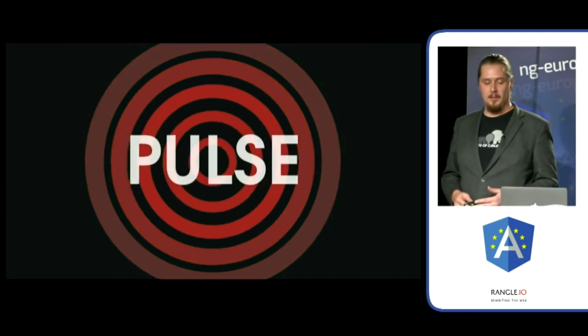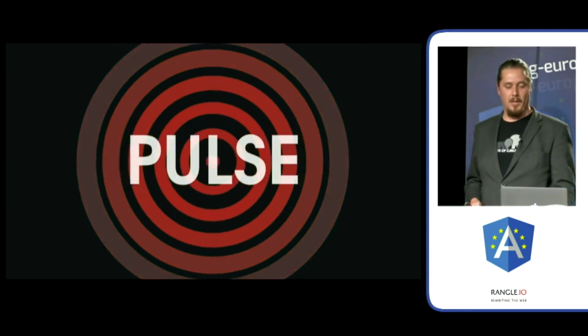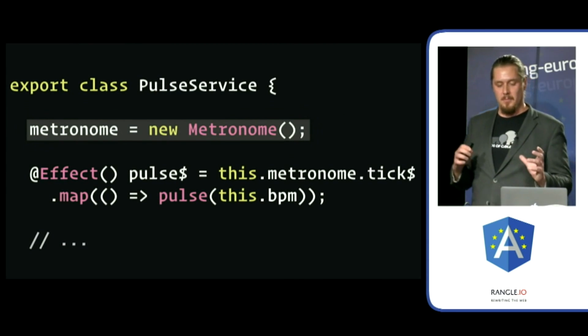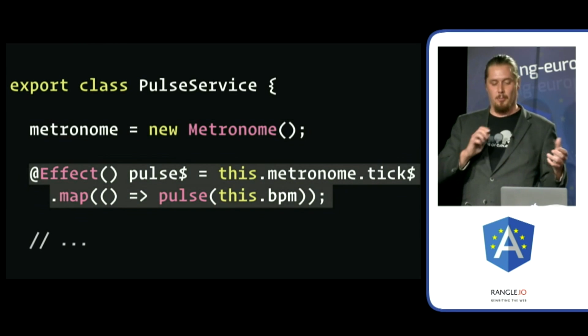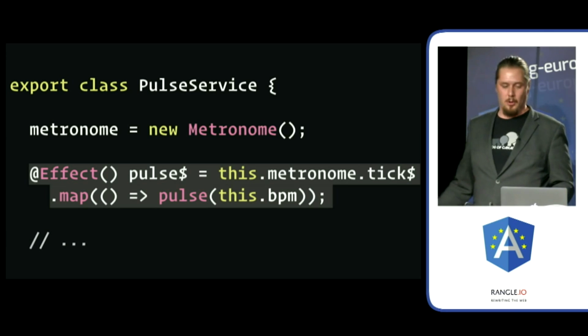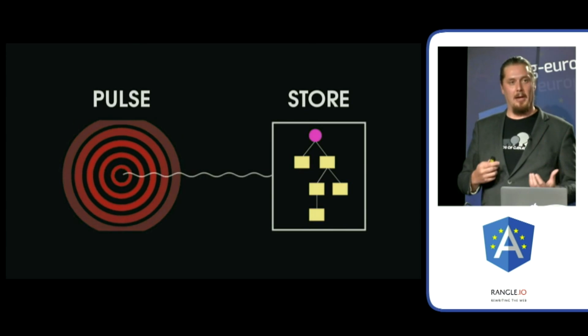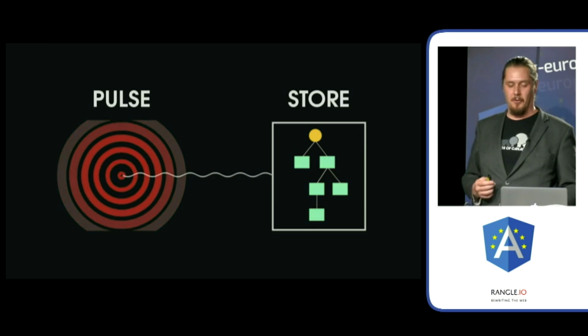You can hear it when you play it. But more importantly, I actually use it to drive the rest of the music as well. So I have this little service inside the application that contains a metronome that produces ticks at a steady time interval. And that's an observable of ticks which I map onto pulse actions. And then I use the NgRx effects library, which has this effect decorator, to feed those actions into the store. So I'm effectively producing this steady stream of pulse actions that go into the store, where the store then reacts accordingly by producing new application states, because it has an action handler inside it for the pulse action.